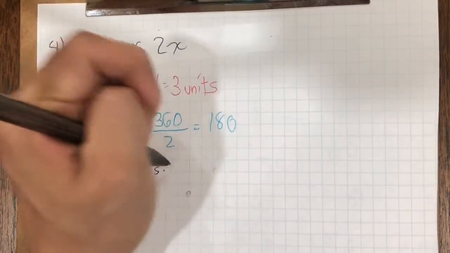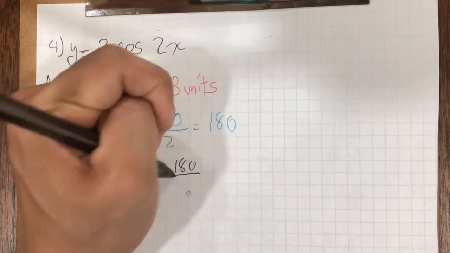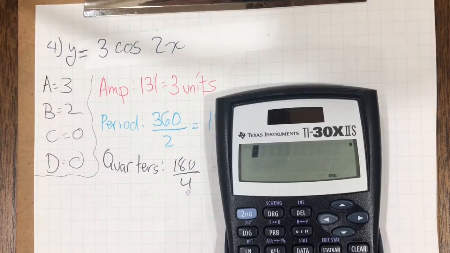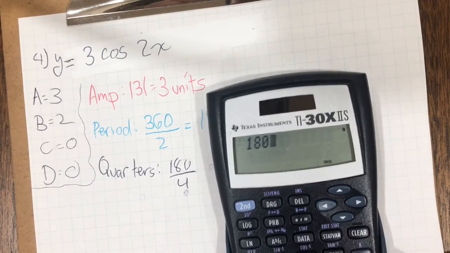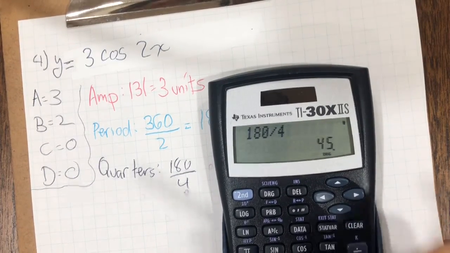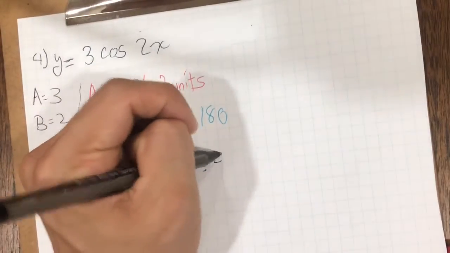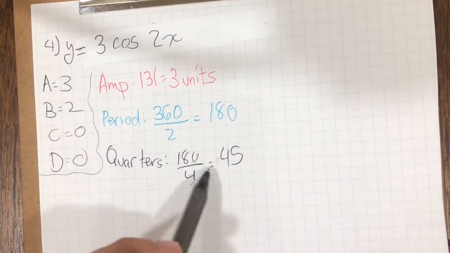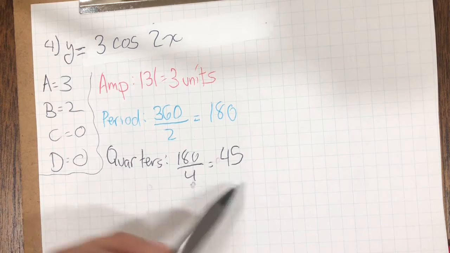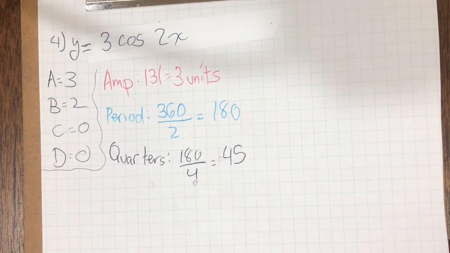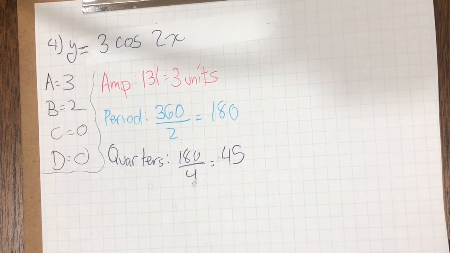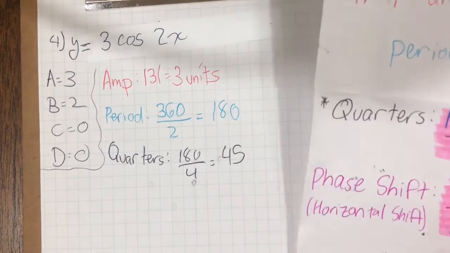We take 180 divided by 4, and if I divide those two numbers, I should end up with 45, but let me double check. Perfect, 45. So my quarters, to go from one x value to the next, I'm going in terms of 45 degrees. And there is no number for c, so there's not going to be a phase shift. So let's go ahead and figure out the max, the mid, and the min.